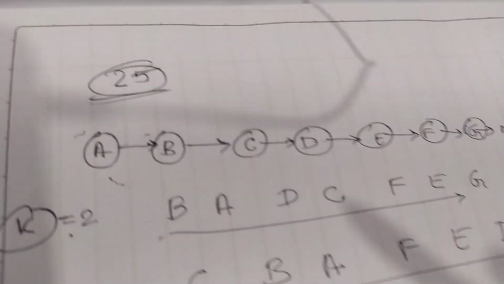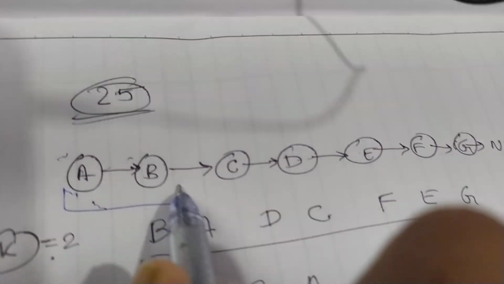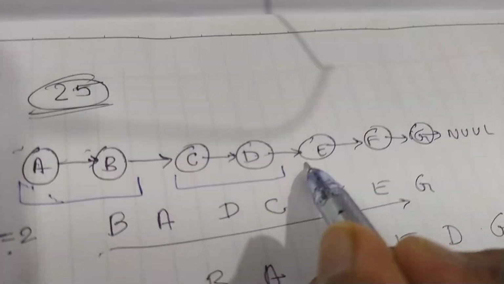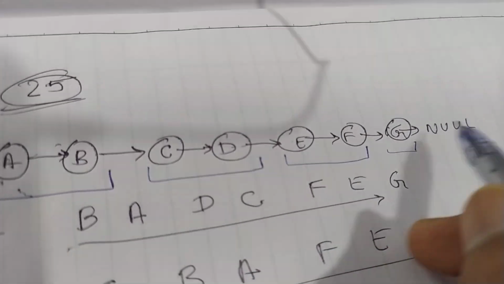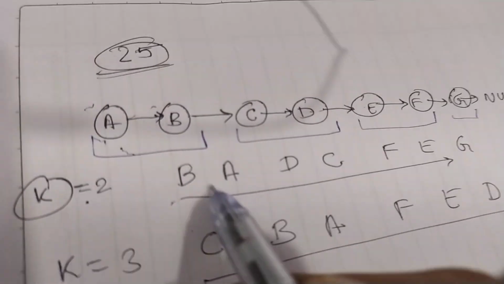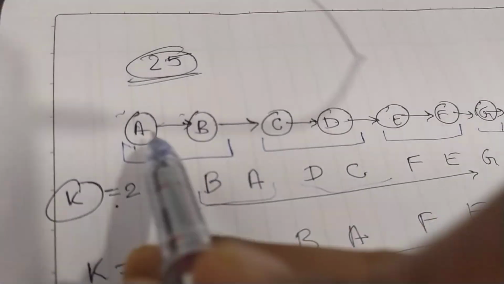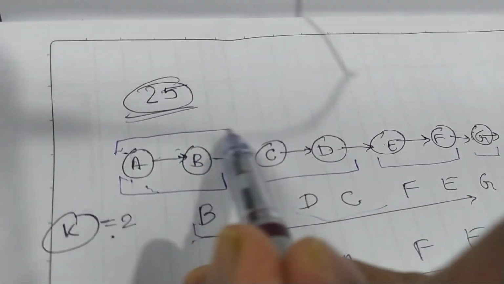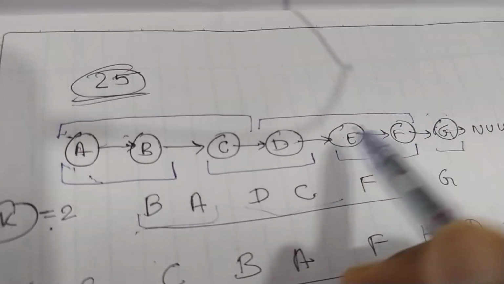How am I calculating it? I'm calculating it this way. If k is equal to 2, I will swap, I will swap, I will swap, and the last group is smaller than k, so I will not do any operation there. See, this is for k equal to 2. If k is equal to 3, then the group size becomes this much, and we will reverse them in groups.